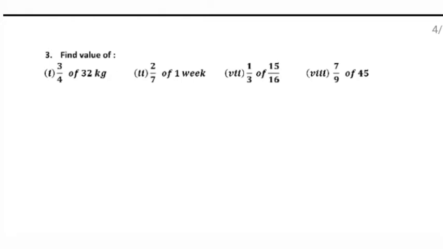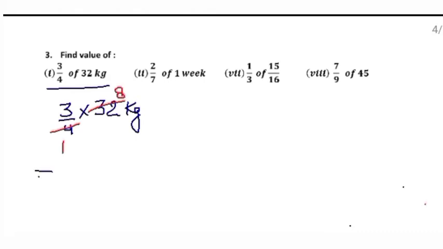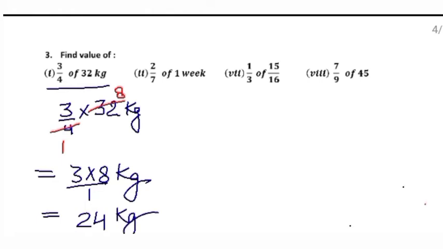Next, question number 3. Find value of. First part is 3 upon 4 of, means multiply, 32 kilogram. Now this denominator and this numerator both are divisible by 4, so cut them. 4 ones are 4, 4 8s are 32. Multiply the numerators. This is 3 multiply 8 kilogram and denominator is 1, which is equal to 24 kilogram. This is your answer.